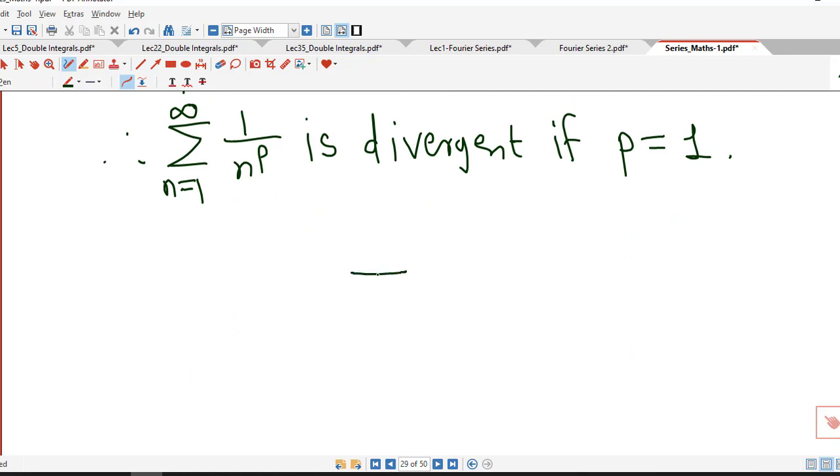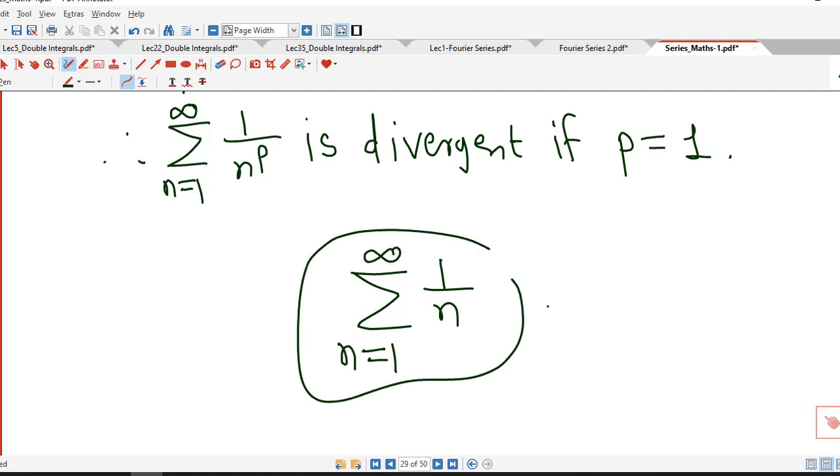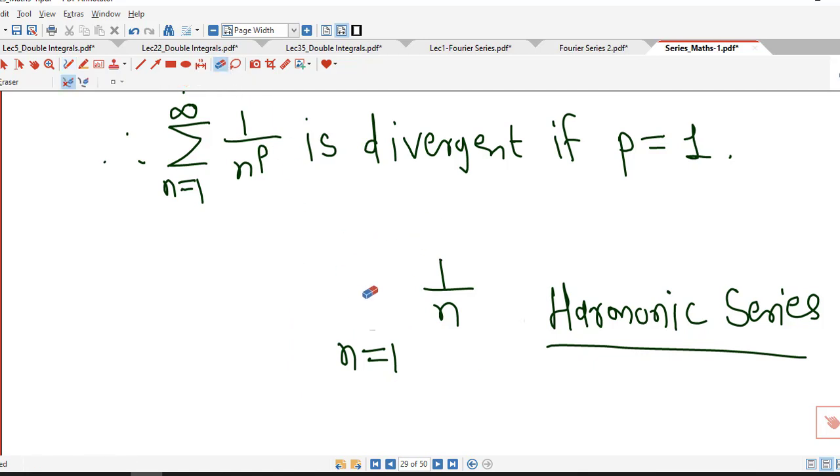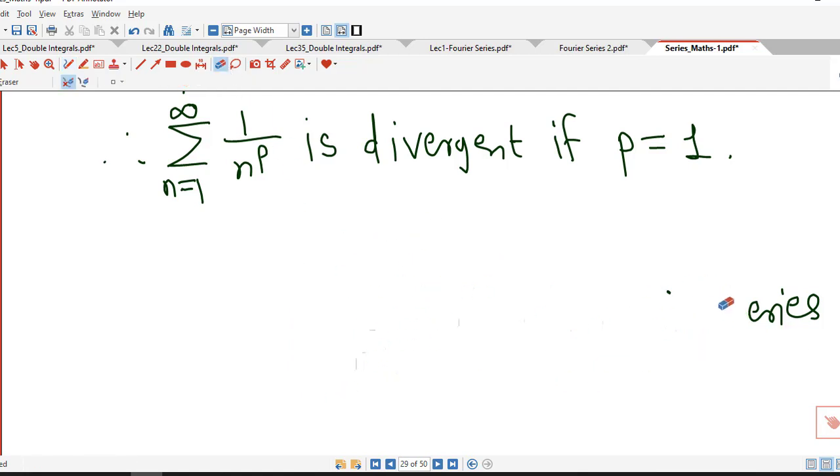For p equal to 1, this series becomes sigma 1 by n, n equal to 1 to infinity, and this is known as the harmonic series. So the p series for p equal to 1 is sigma 1 by n, n equal to 1 to infinity, and it is known as the harmonic series, and we have shown that the harmonic series is divergent.